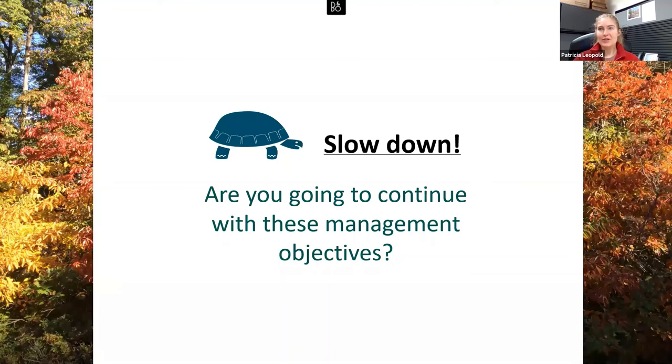And now is a good time to slow down and consider whether you are going to continue with your objectives as you have them written, or if they may need some adjustment. So if you're finding that you have a management objective that has low feasibility, this would be a good time to consider whether you want to continue with that objective or potentially change it.